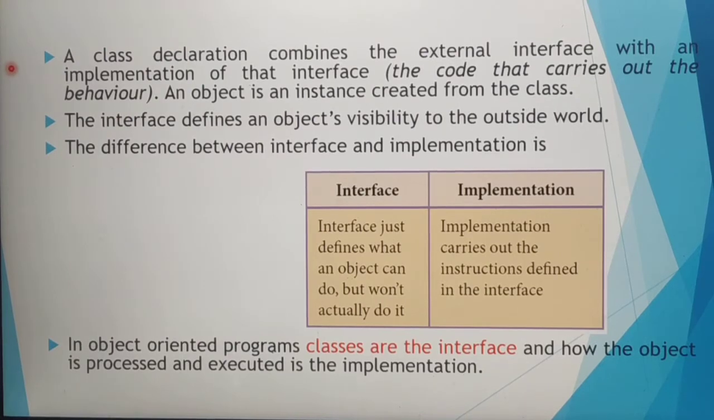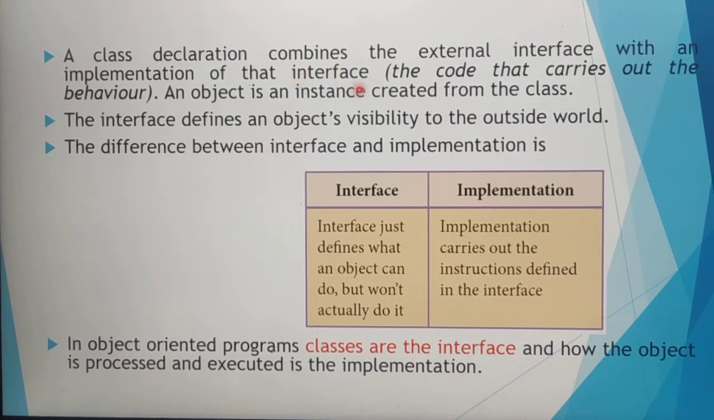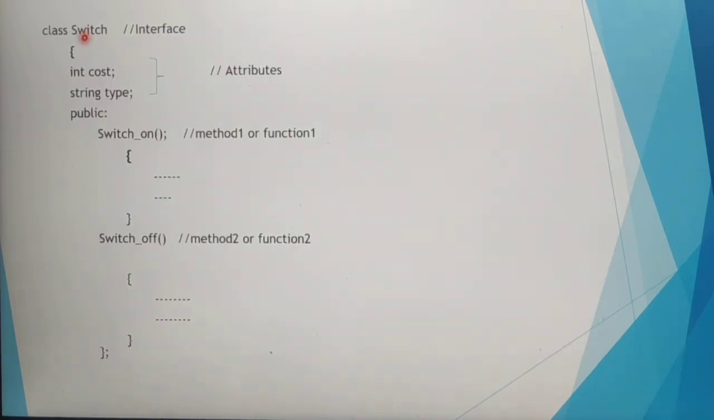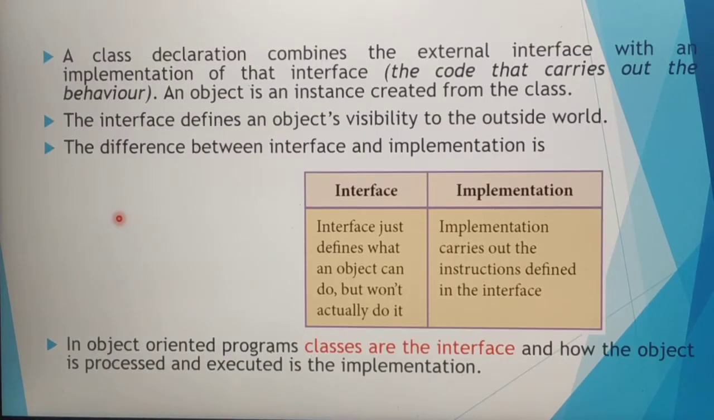Next, what is a class, what is an object, what is an interface, then what is the difference between interface and implementation. A class declaration combines the external interface with an implementation of that interface. This implementation must depend on the object's behavior. Behavior means what we have seen previously. Here the switch is an object. For this object we have switch on and switch off behaviors. These are also called functionalities. These are called attributes, and these are functionalities or behavior. Its code depends on its object's behavior.